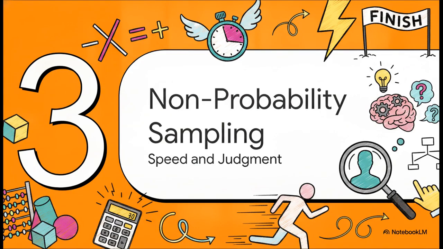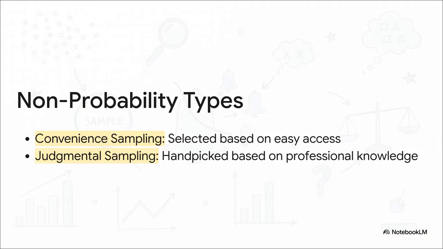Section 3. Non-probability sampling methods, speed and judgment. As we established earlier, non-probability methods don't use a fixed equal chance selection process. They definitely carry a significant risk of skewed, non-representative results. So, why even use them? Well, convenience sampling is used when you simply select data because it's incredibly easy to access, like pulling directly from an internal database you already have open.